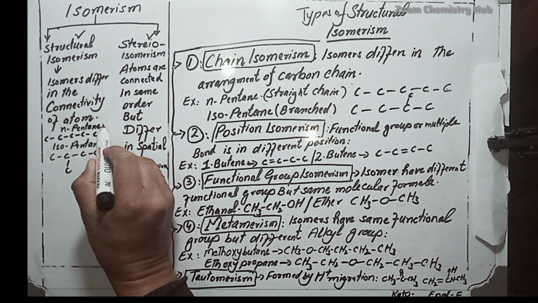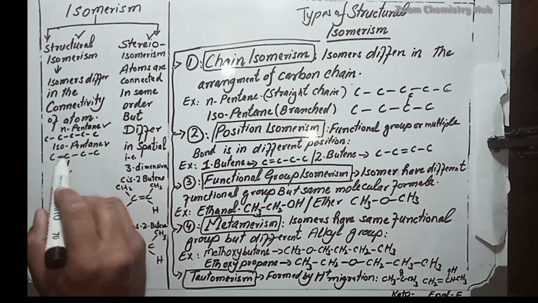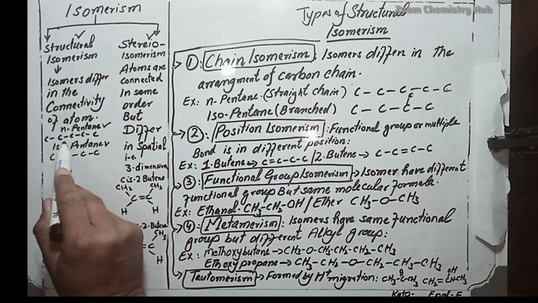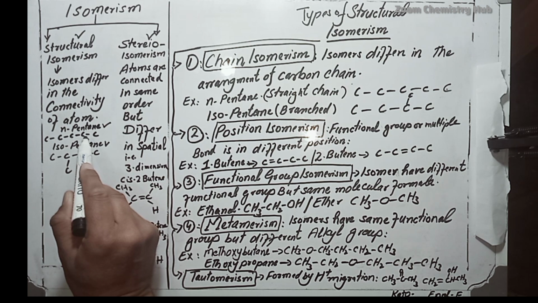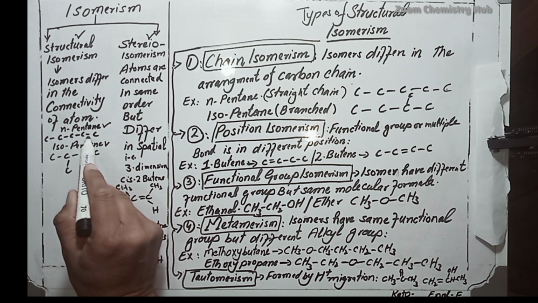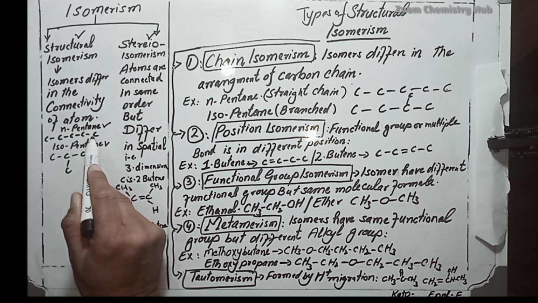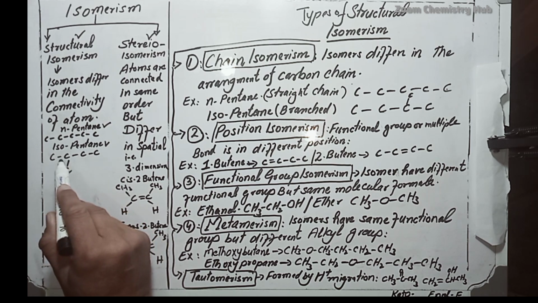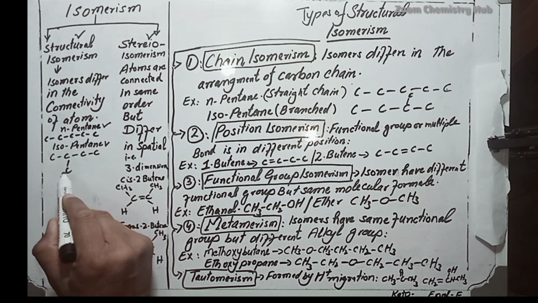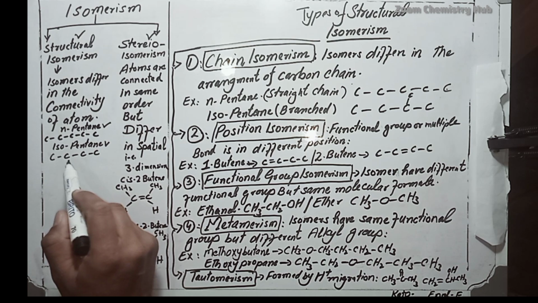That is, here we can see n-pentane and isopentane. They have the same number of carbon atoms, but these carbon atoms differ in connectivity. This is the straight chain alkane, n-pentane, and this is a branched chain, called isopentane. Here the atoms are different in their connectivity.